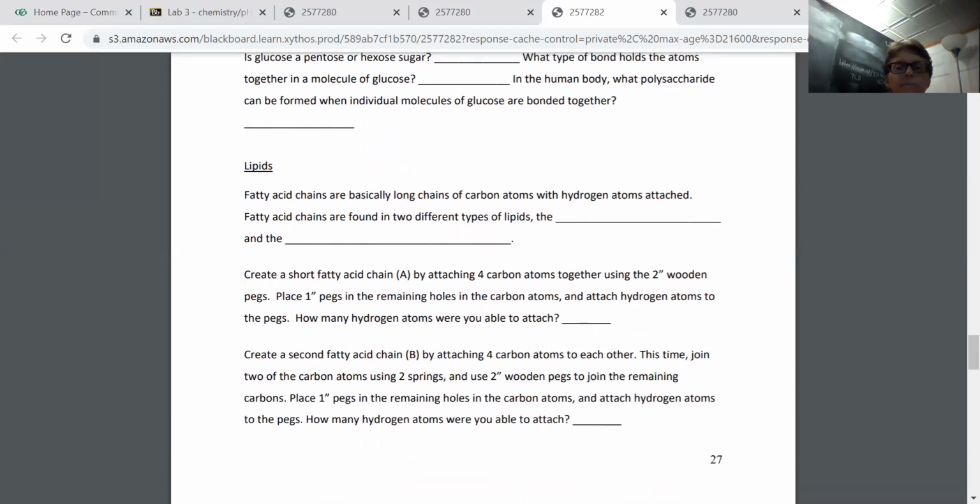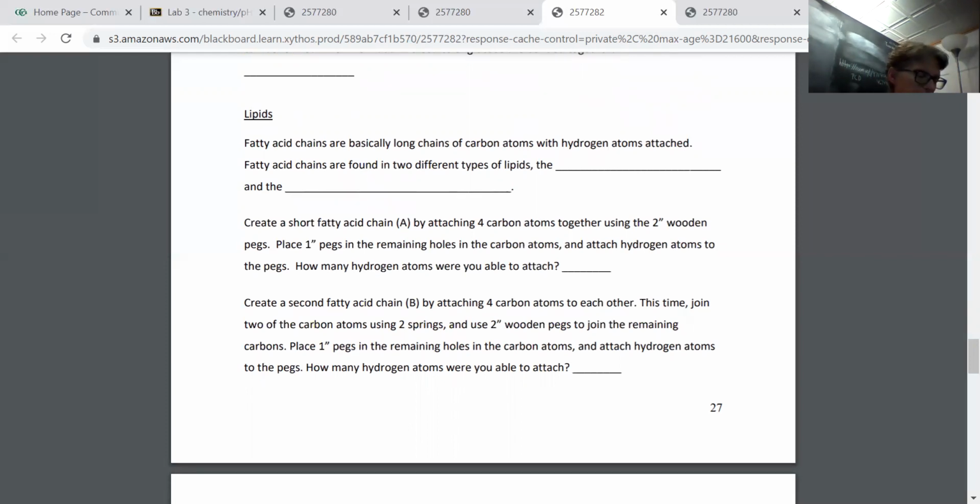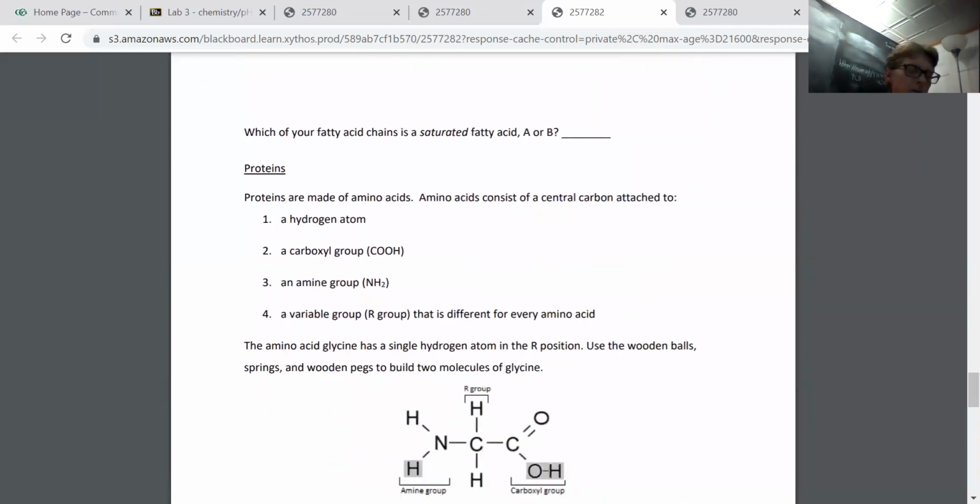Lipids. Lipids, these are fatty acid chains. Again, long chains of hydrogens and carbons. And they form two different types of lipids, which if you go back to the beginning of the lab, it tells you what two types of lipids those are and what those are primarily used for. And what we want you to do here, because you can't actually model these, is just draw the two types of lipids they're telling you here. Okay, just draw them out on your paper. And then you'll be able to answer those questions.